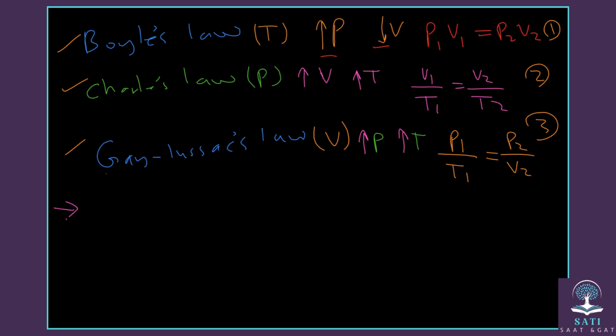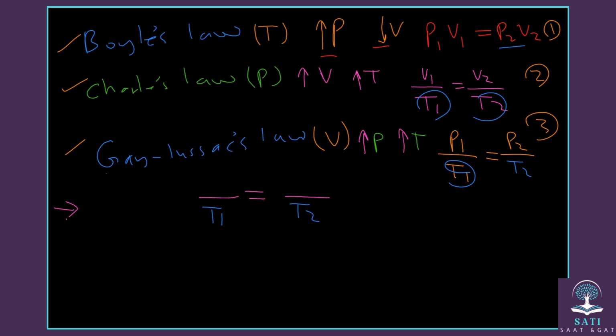Yes. If we want to combine these in one formula, we put a fraction on the left and a fraction on the right. Look at the denominators: here there is no denominator, here the denominator is T1, and here it is T1. And here this is T2, and this is also T2. So the denominator is temperature: T1 here and T2 here.